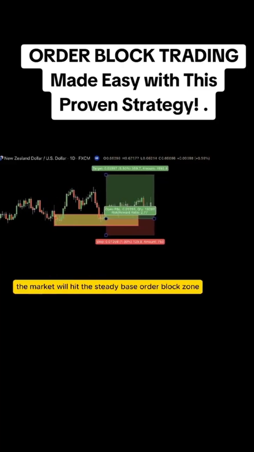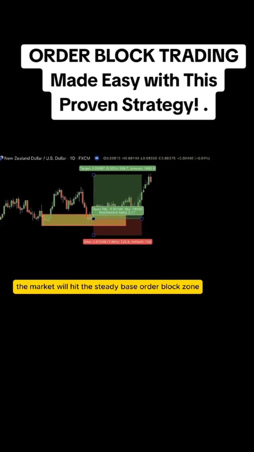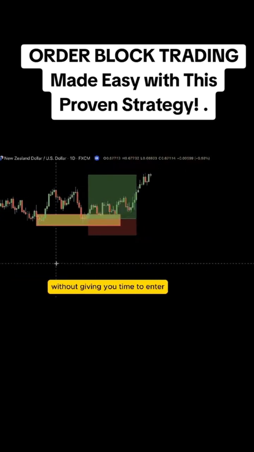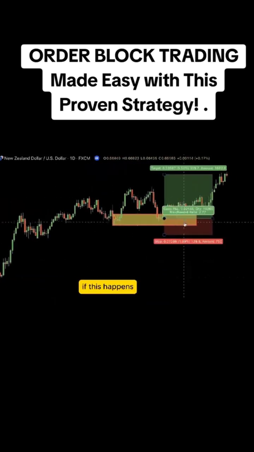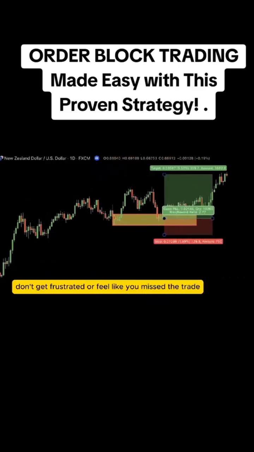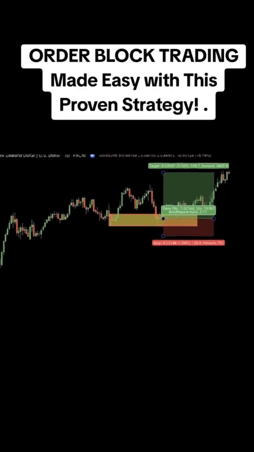However, sometimes the market will hit the steady base order block zone and move strongly upward without giving you time to enter. If this happens, don't get frustrated or feel like you missed the trade. It's just part of the game. Accept the market as it is, and go find another trading opportunity.